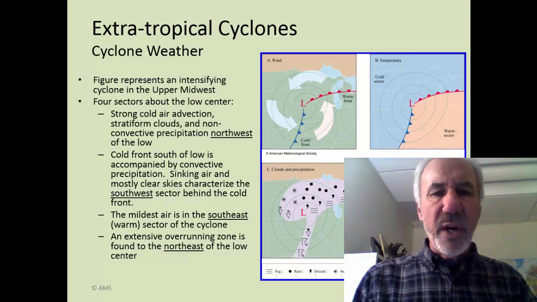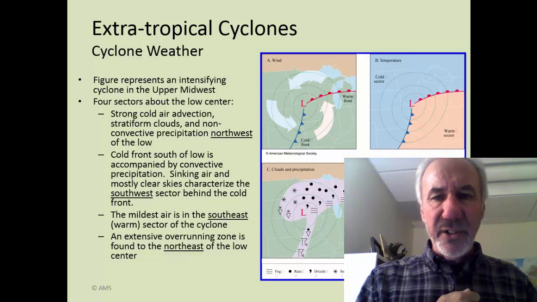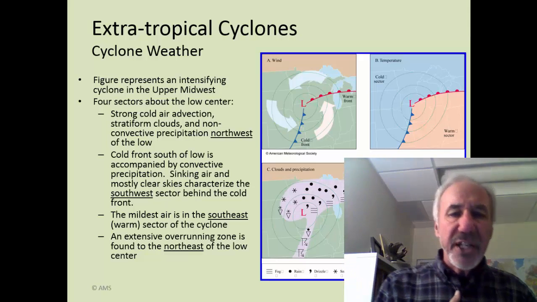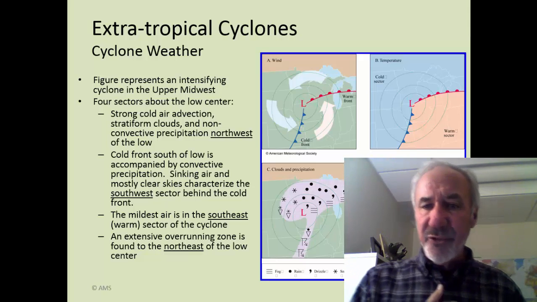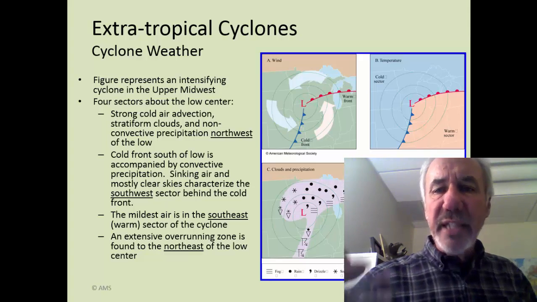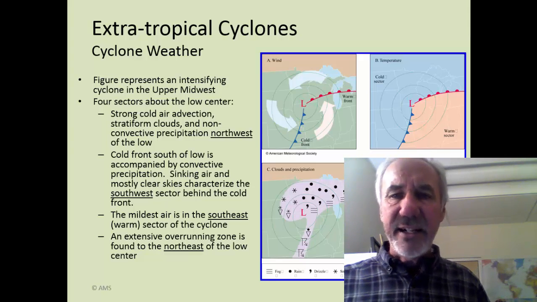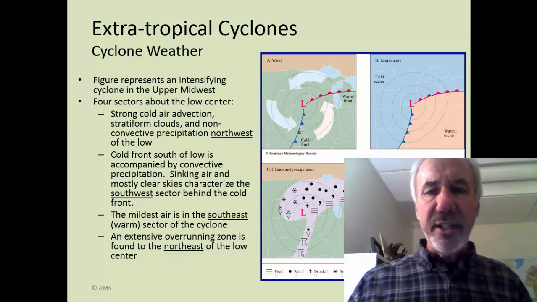So we'll start with the northwest. If you go into the northwest section of where that L is, the low pressure, what are you going to find? You're going to find northerly and northwesterly flow of wind, and that's going to be cold air advection. Look where it's pulling that air out of. It's pulling that air out of Canada in this case. It's going to be cold and dry.